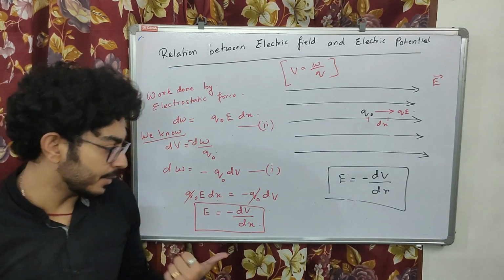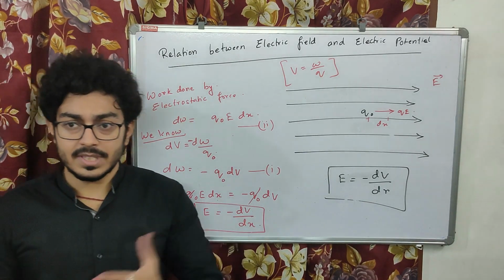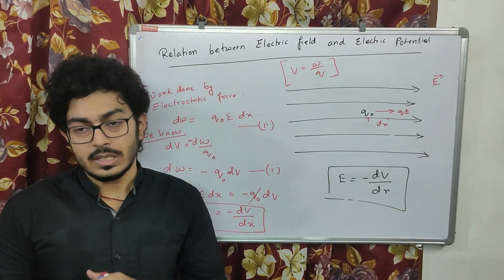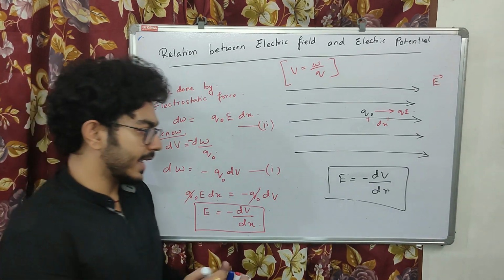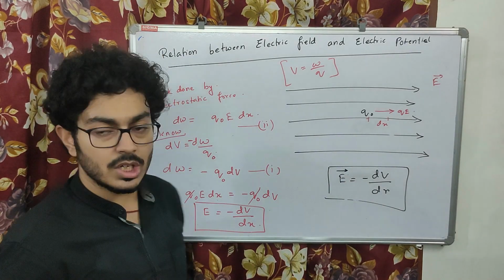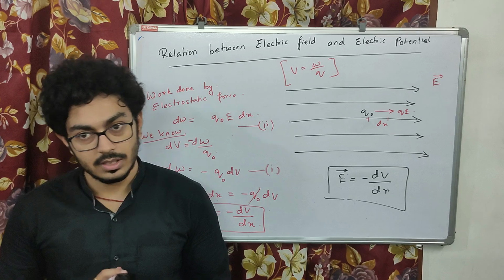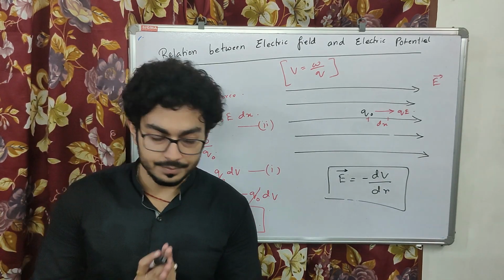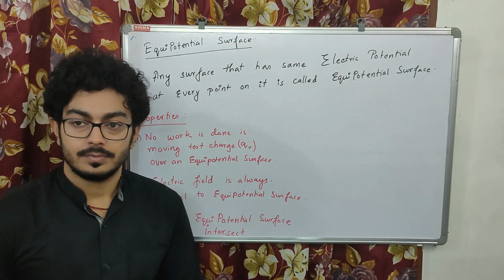Just write it over here. So we can say, just write it in your copy: electric field exists in the direction of negative potential gradient. Is this part clear to everyone? So let us skip to our next topic.